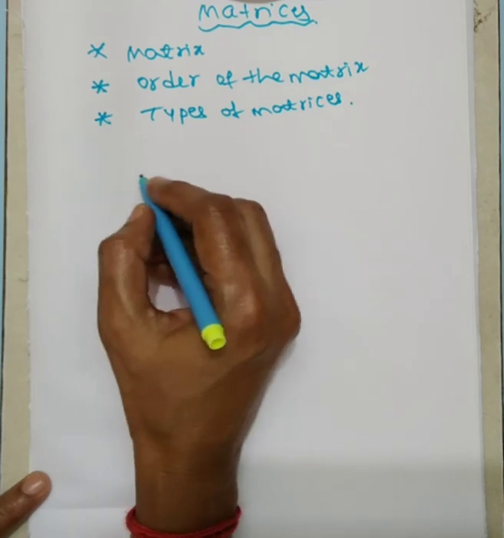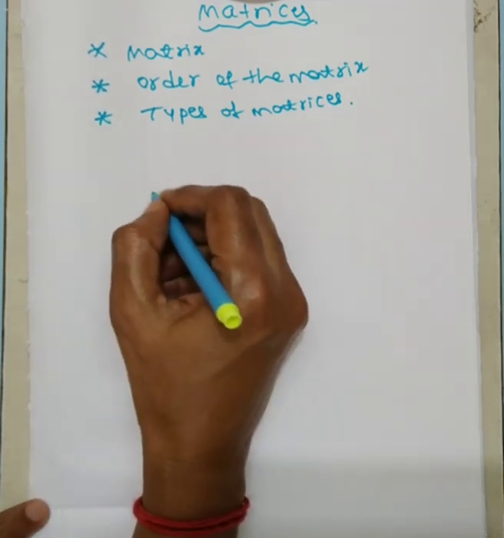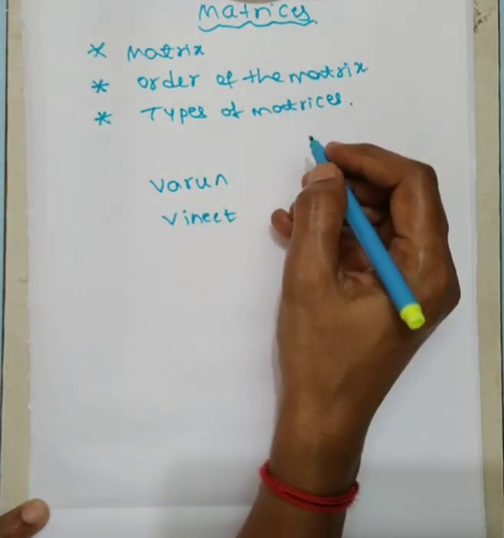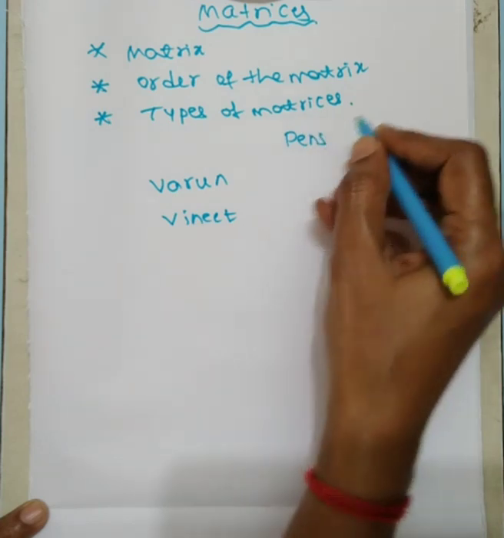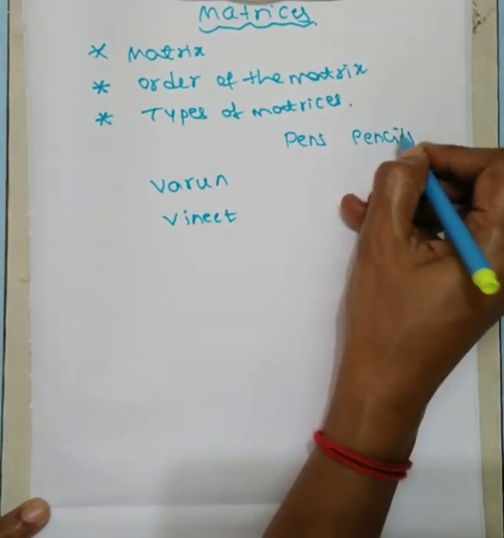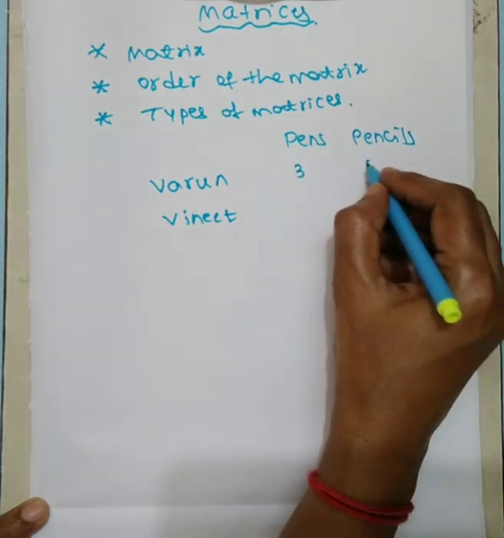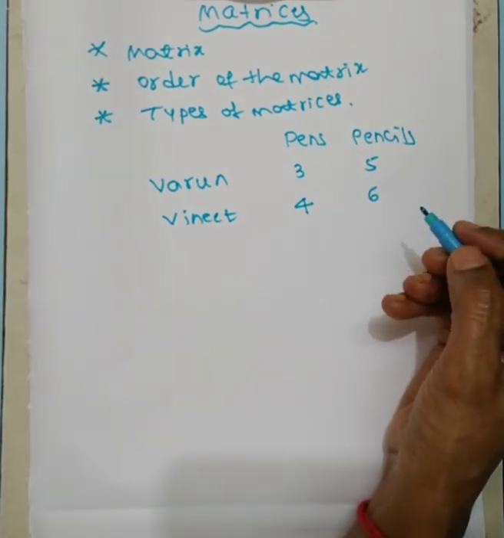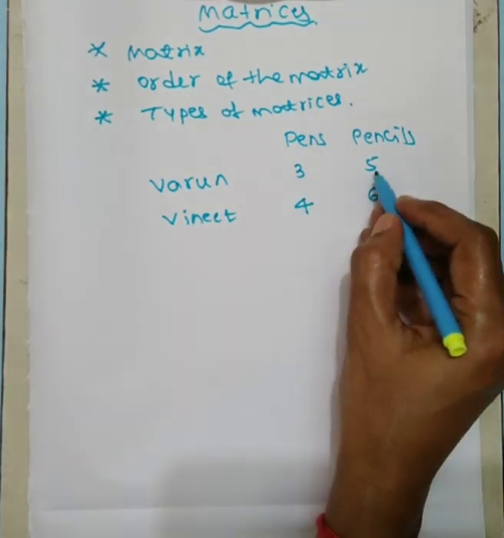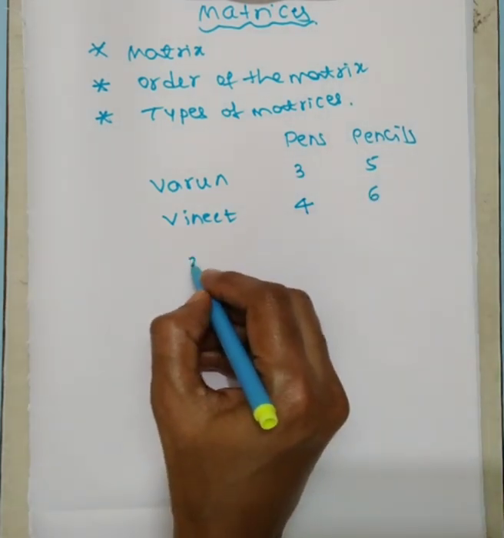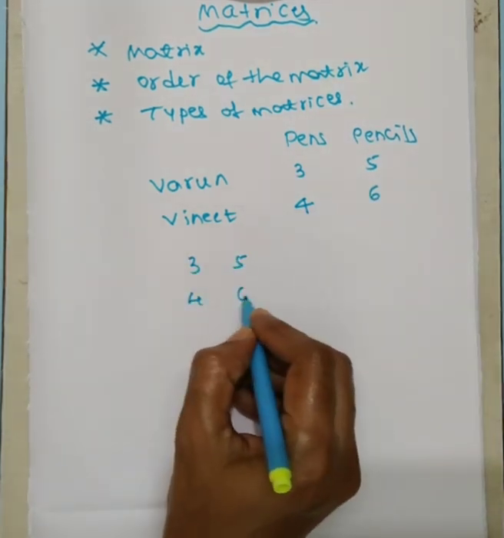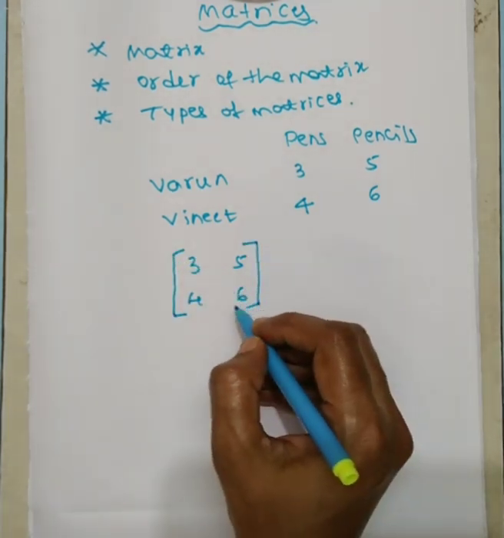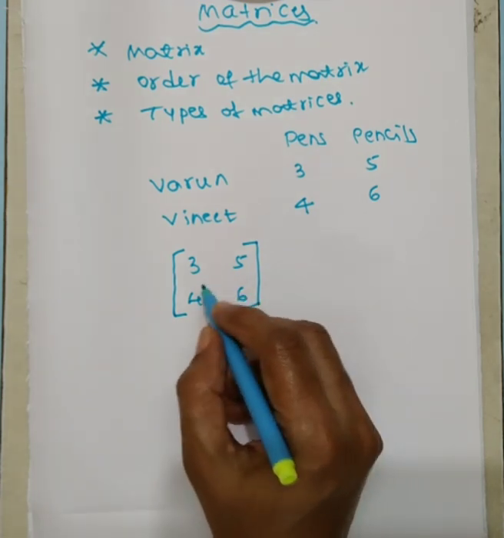Now let us discuss one example. Say Varun and Vineet go for shopping and they purchase some pencils and pens. Varun purchases 3 pens and 5 pencils and Vineet purchases 4 pens and 6 pencils. Now we'll only take the numerical part, that is 3, 5, 4, 6. Let us enclose them in a square bracket.